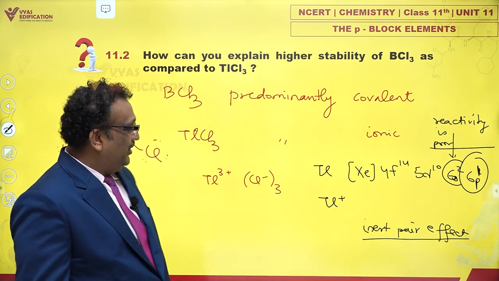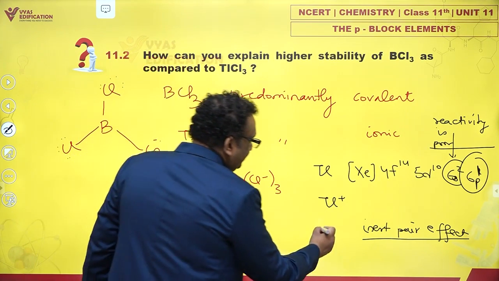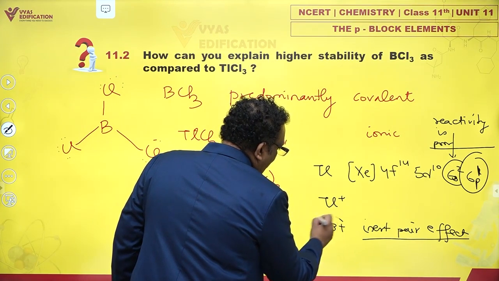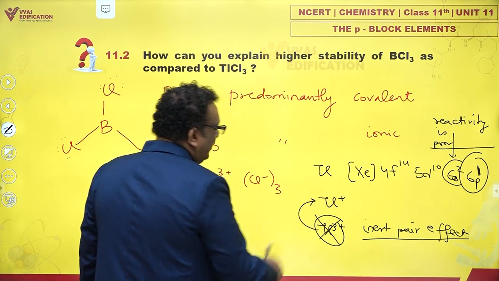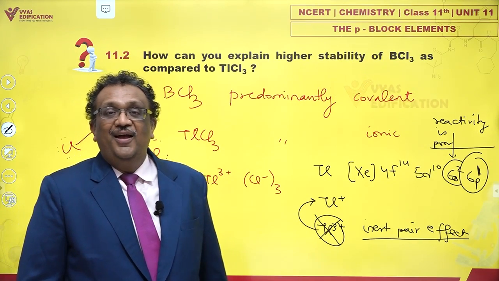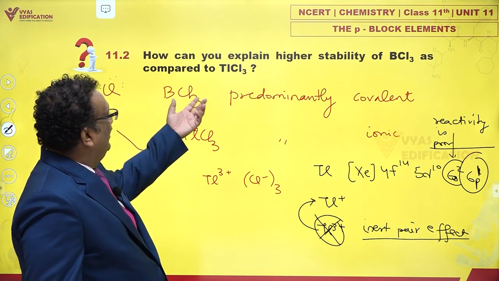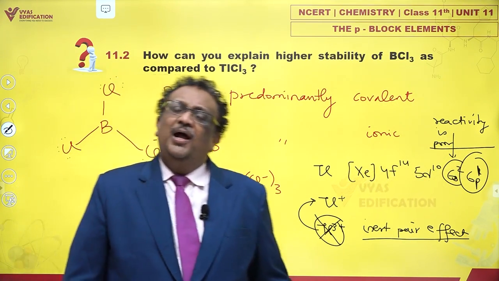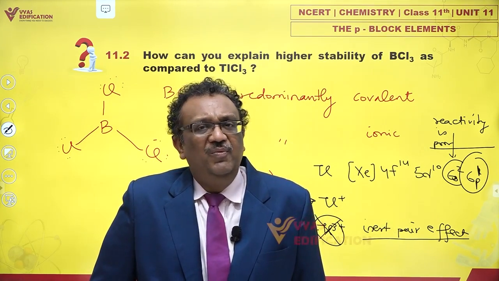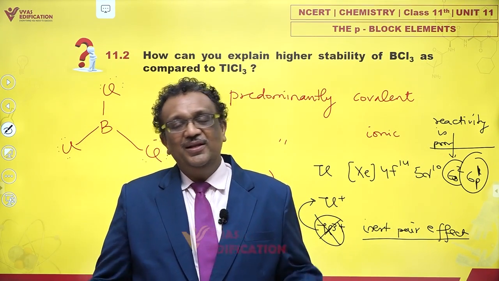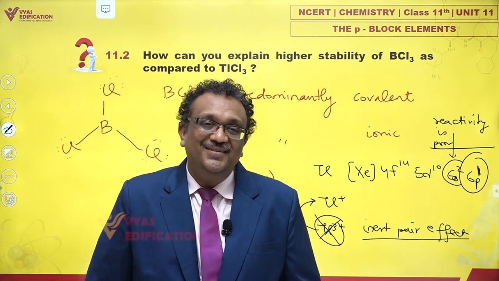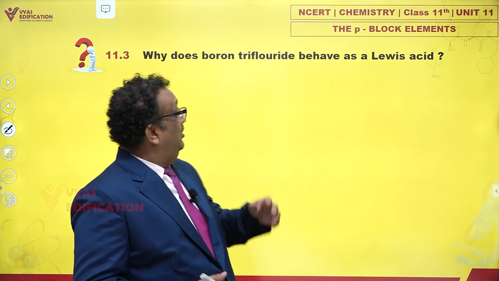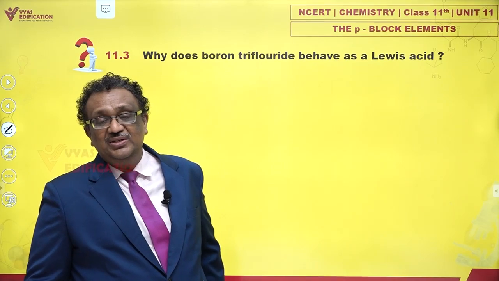And due to inert pair effect, thallium +3 is not very stable. It has a tendency to react and come back to thallium +1. And that, my dear, is the reason why thallium +3 is not very stable. And boron being at the top is very comfortable with oxidation state of +3. So it manages to stay that way. That is the reason. Why does boron trifluoride behave as a Lewis acid?